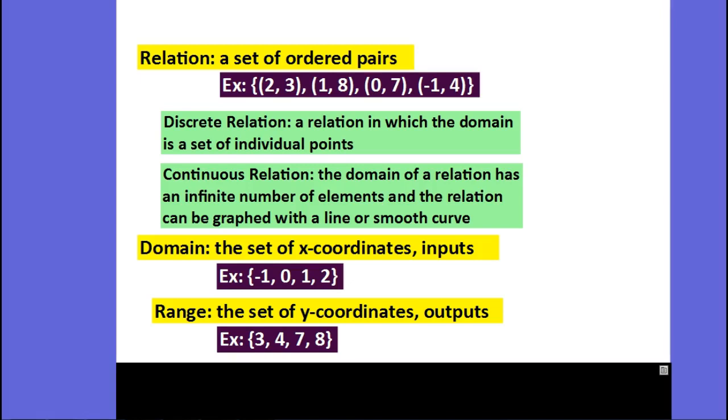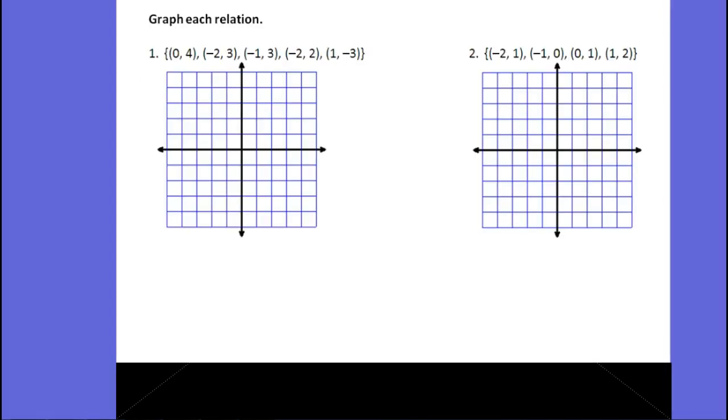What we're going to do today is solely focus on graphing points, describing the graphs of those points as discrete and continuous, and identifying their domain and ranges. In examples 1 and 2 in the back, they've listed a set of relation points for you, and we're going to plot out those points.